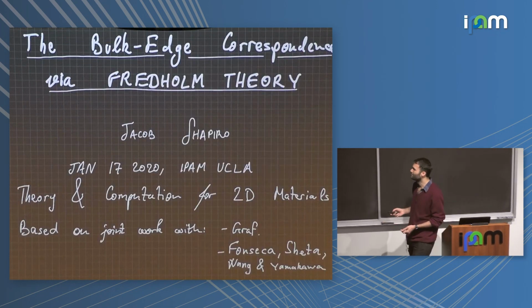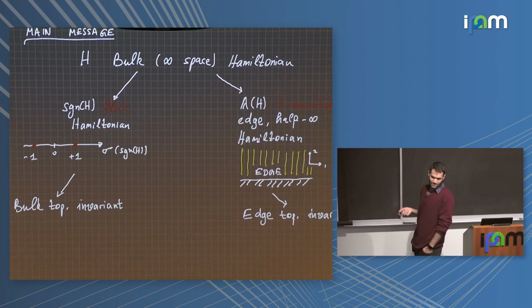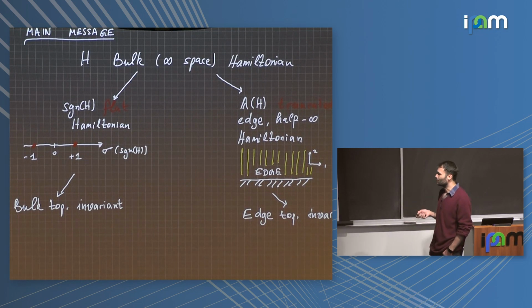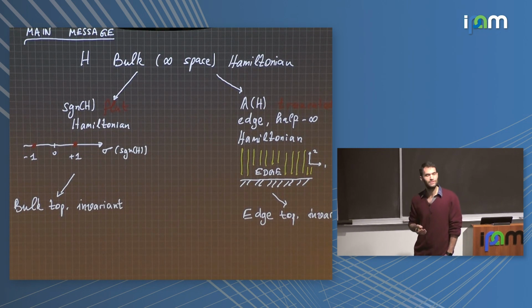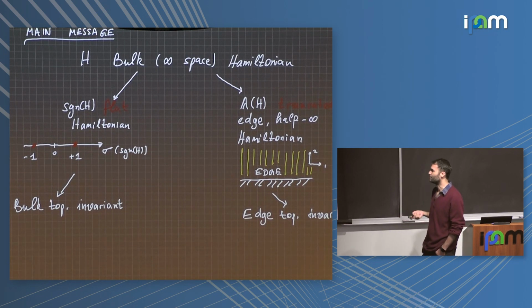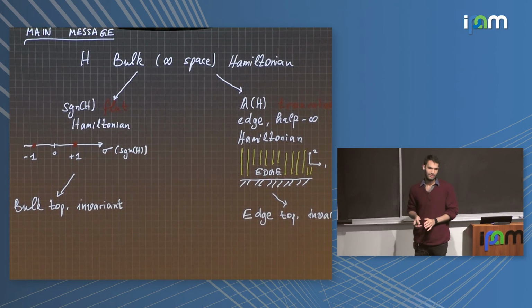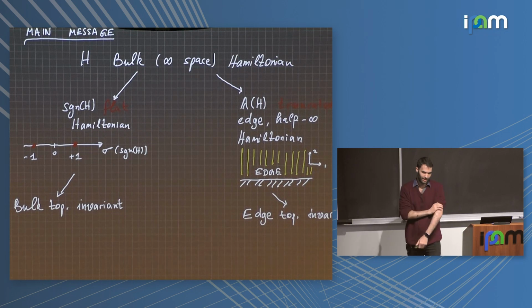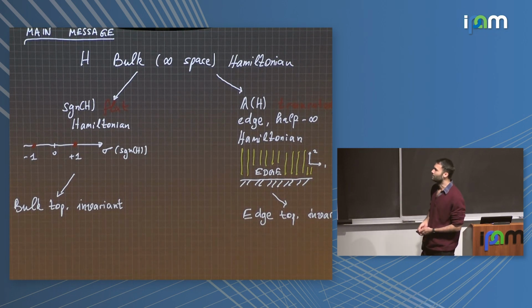Okay, maybe now. Yes. So what is the main message of my talk, or what is the bulk edge correspondence at all? We have an infinite space topological insulator that is specified by a Hamiltonian H. That is always the starting point. So the edge and the bulk do not stand on equal footing. The bulk is somehow more fundamental.